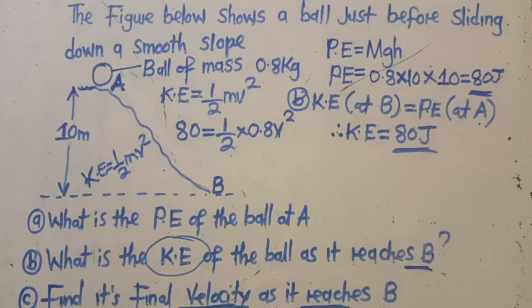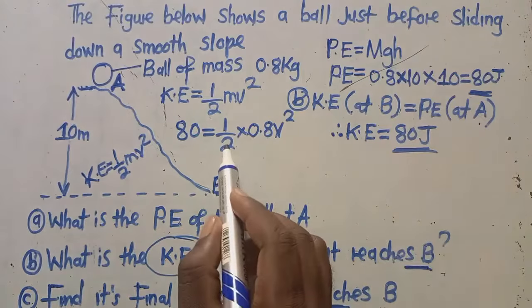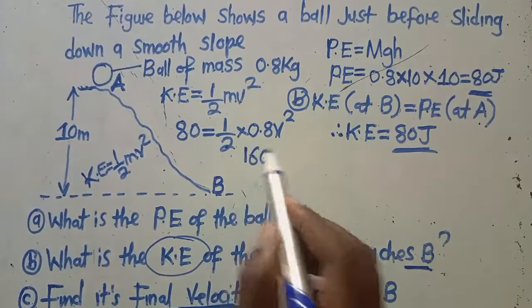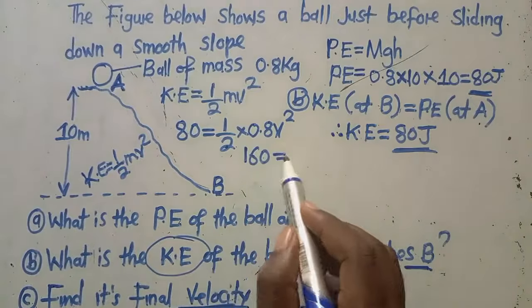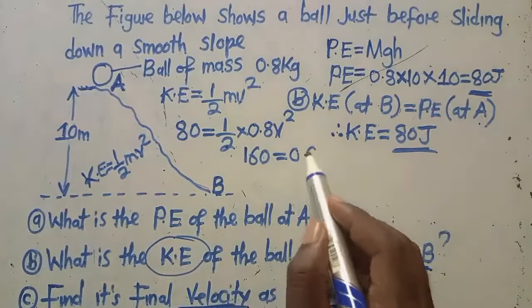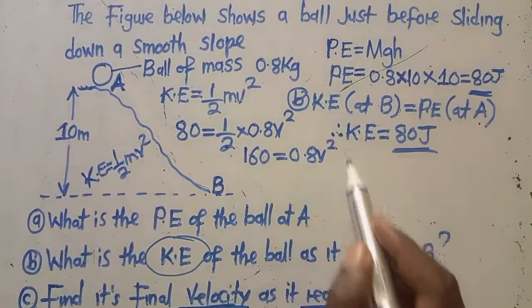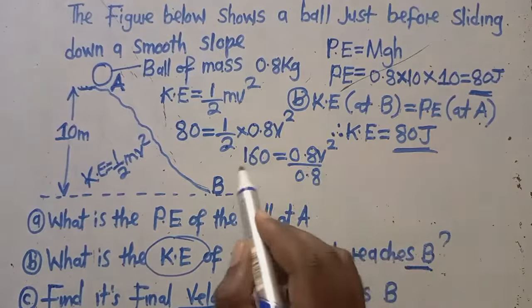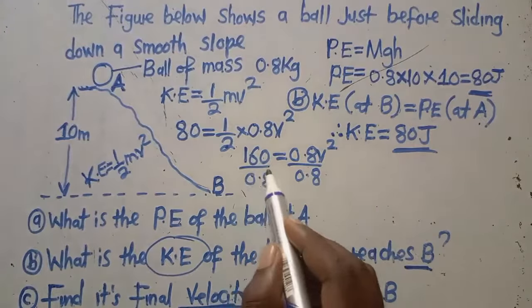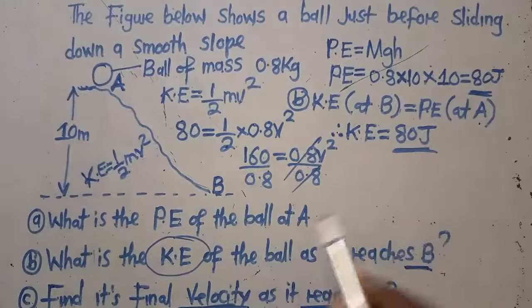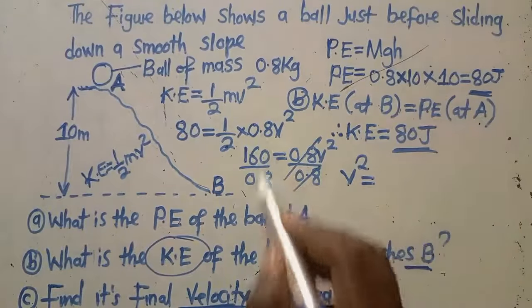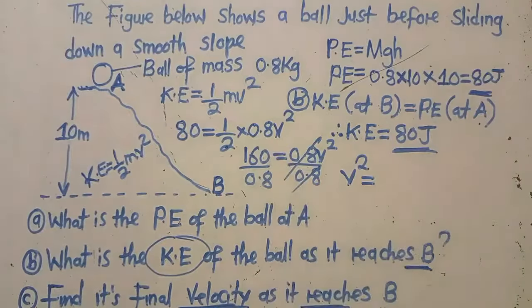If I multiply 2 times 80, I'm going to get 160, which is equal to 0.8 v squared. I divide both sides by 0.8. So this will be cancelled, and I'm going to have v squared, which will be equal to what? If you divide there, what answer are you getting?